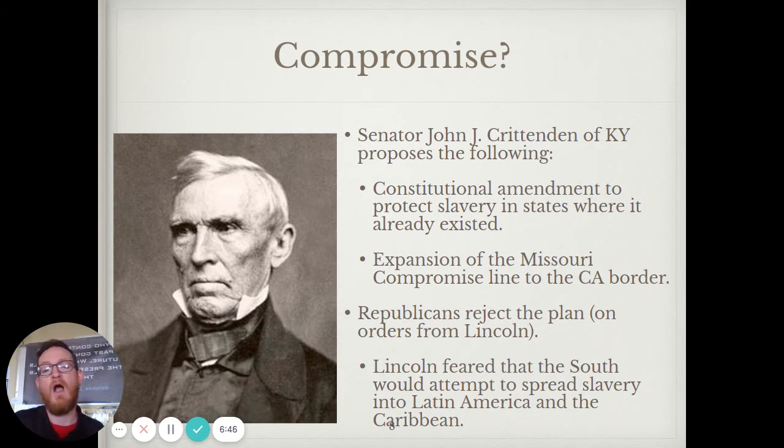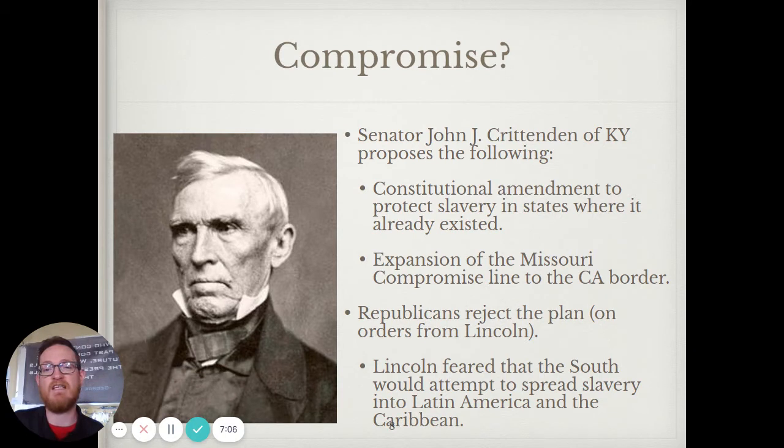So, compromise. As it's very apparent that we're going on this trajectory, the South is seceding, that could possibly lead to war. You would have Senator John J. Crittenden of Kentucky, who would propose the following. He would say, let's put a constitutional amendment in place to protect slavery where it already is and extend the Missouri Compromise line to the California border. Republicans would be against this plan on orders from Lincoln.